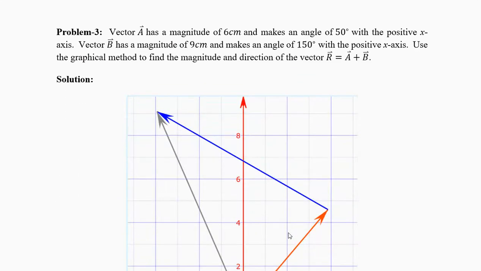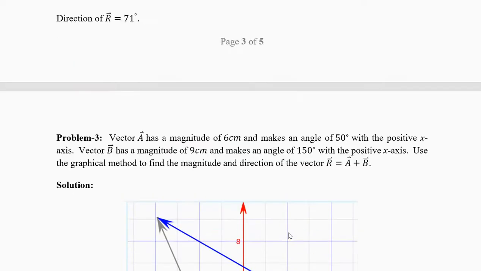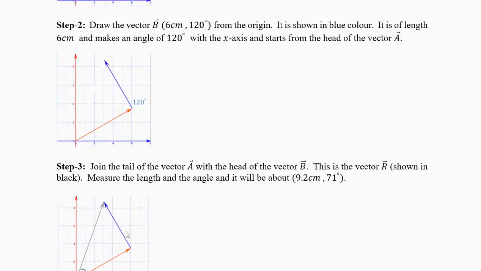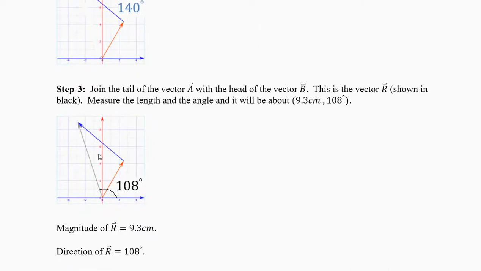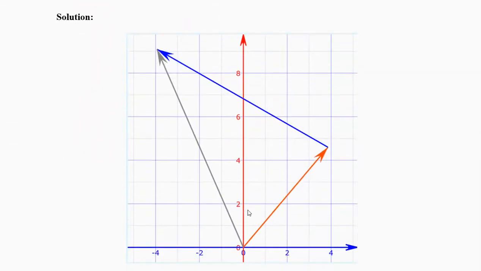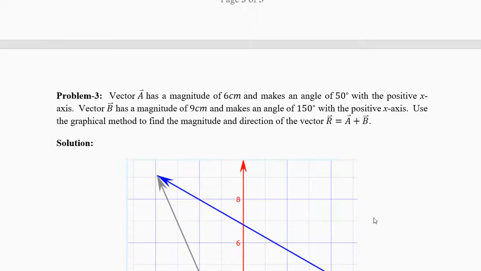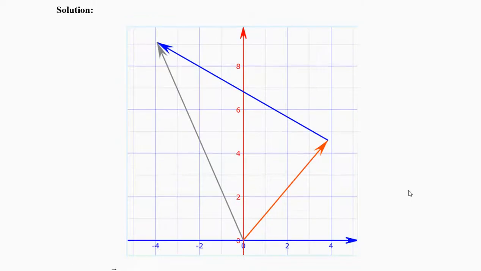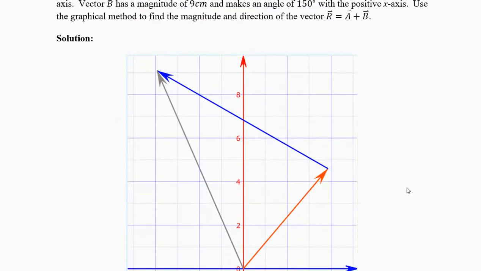Now it depends on the magnitude and the direction. Your final triangle can look like this. It can look like this. Or it can look like this. In each case, it will look different. Now it is 6 and 50, 9 and 150. So I am only going to give you the result.